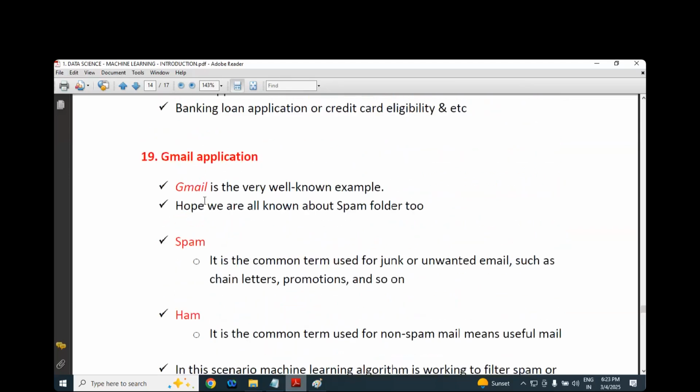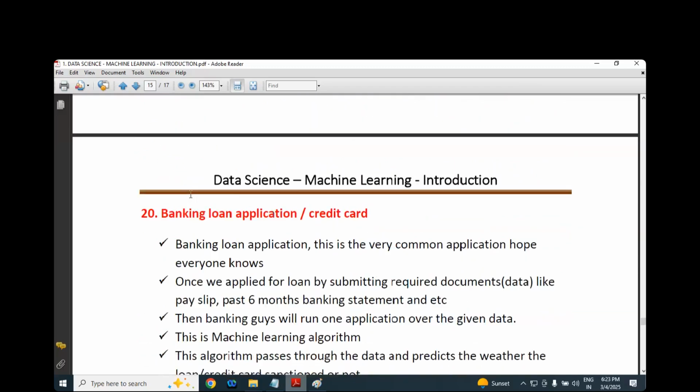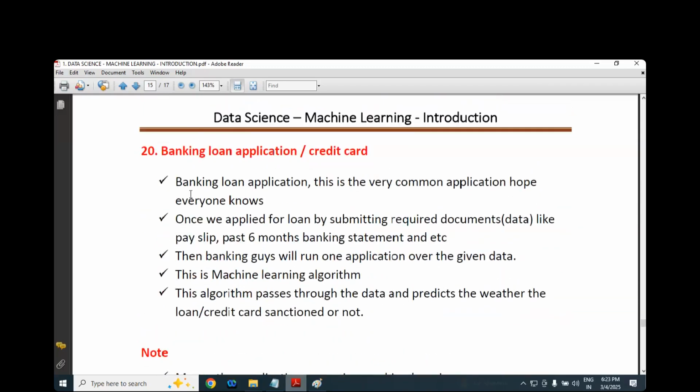And the conclusion of this story I want to hear from you. Gmail application backend, it is using what exactly, sir? Machine learning algorithm. Now move to the next one. What is the next one? The next one will be the banking loan application. What application? Banking loan application.